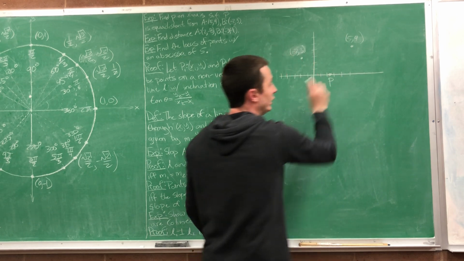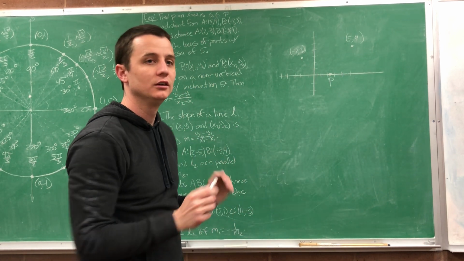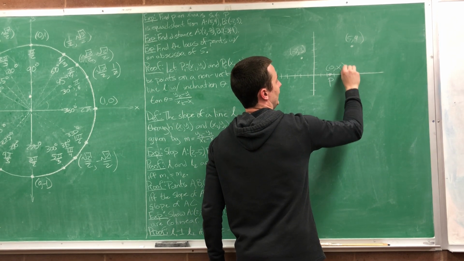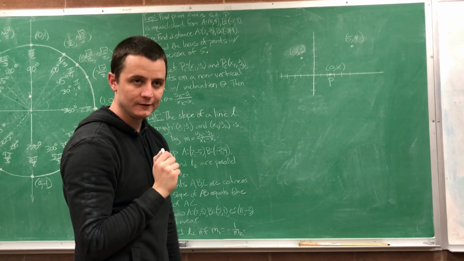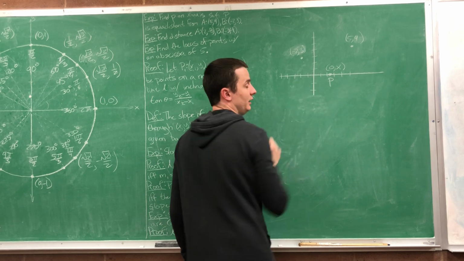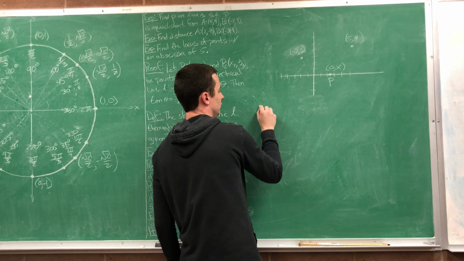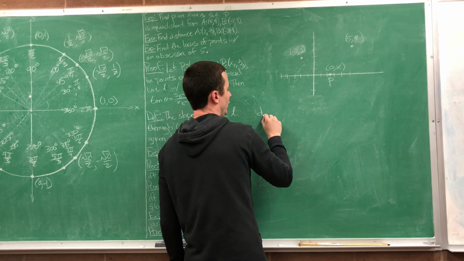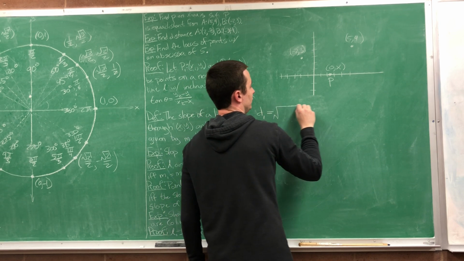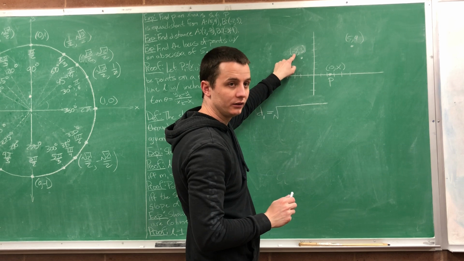And I need to find my point. If my point is on the x-axis, what's its y-coordinate? 0. So whatever this point looks like, it's going to be something like x, comma, 0, and I need to figure out what that x is. You with me? Now the distance from this point to here, we'll call that d1, is equal to the square root of its x minus this one's x squared.